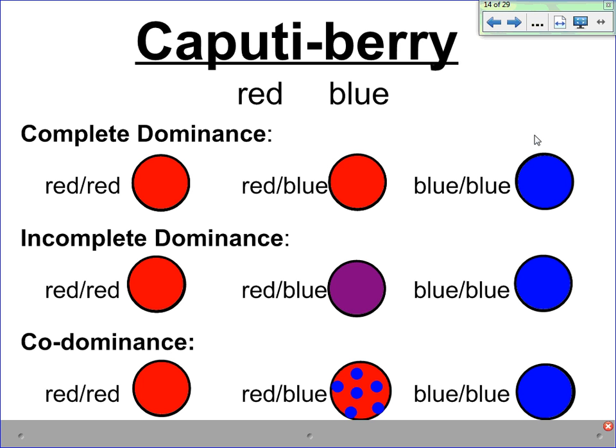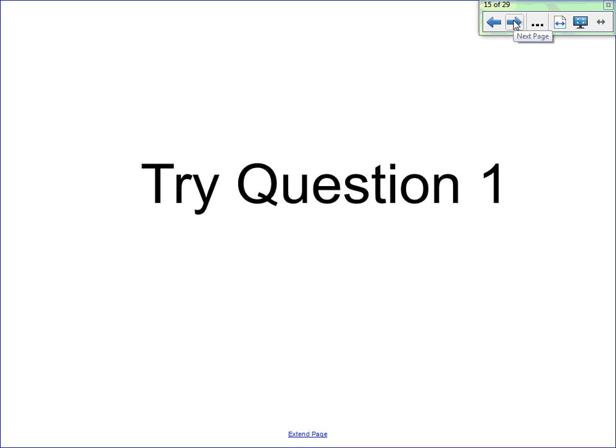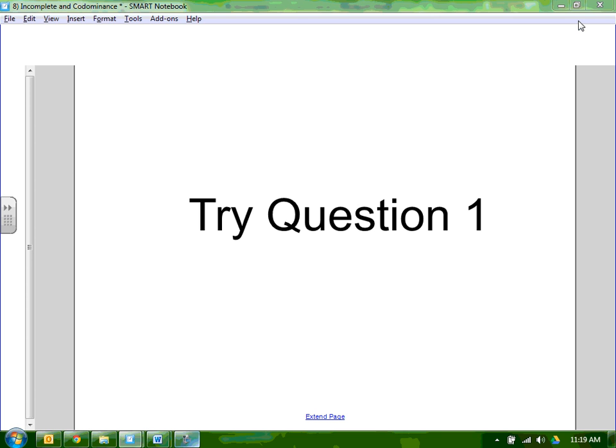So what I want you to do right now is pause the video in a second and try practice question number one, which is about flowers. It's almost exactly the same format as the example we just put together, where you're going to see what the possible flower colors would look like if it were each of the three types. Try question one now after you pause the video, and once you've finished answering it, play the video again and we'll go through the answers.